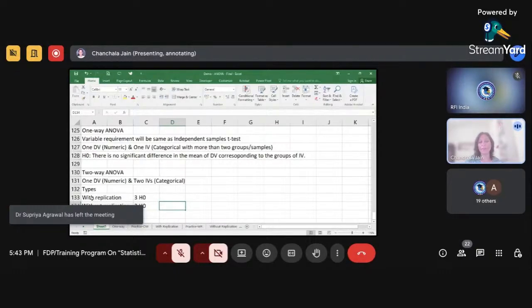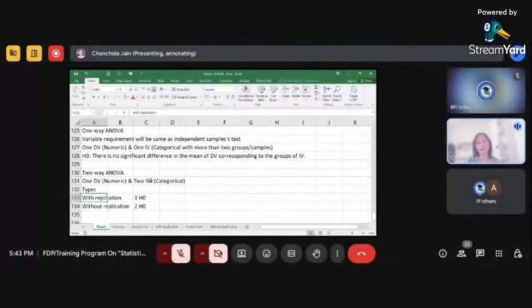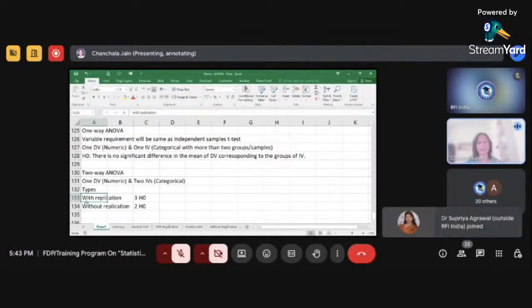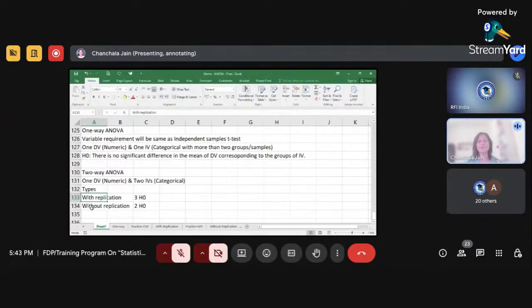Again, repeating, with replication means where you are replicating the categories of your categorical variable. Without replication means that you are not replicating the categories of the categorical variable. Looking at the data which I have provided, you can understand what is with and what is without. If not, I'll discuss again when I talk about two-way ANOVA using Excel.